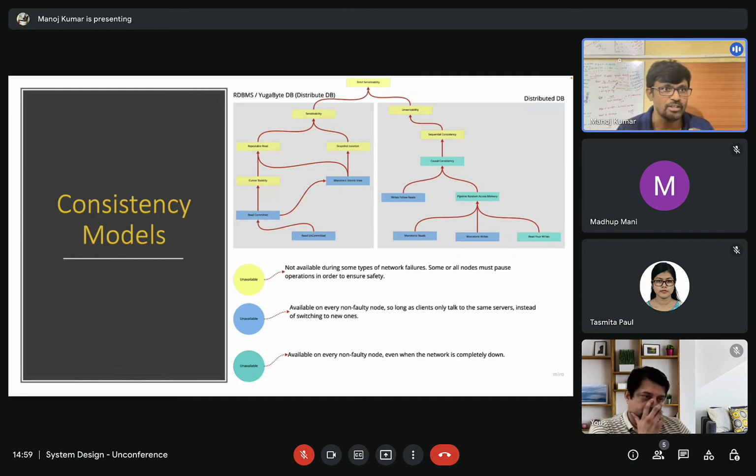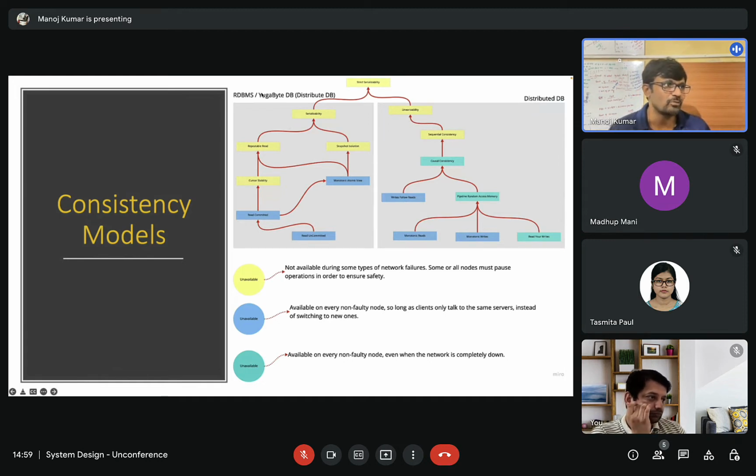All these on the right are more of an available system. As it goes top and top, it becomes more of a very strict consistency model. Subsequent reads will go to the same server. All these on the right come as part of the distributed system, whereas all these on the left side come as part of your RDBMS.